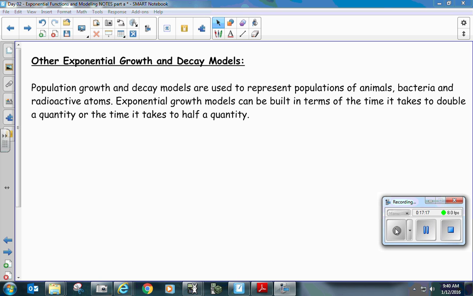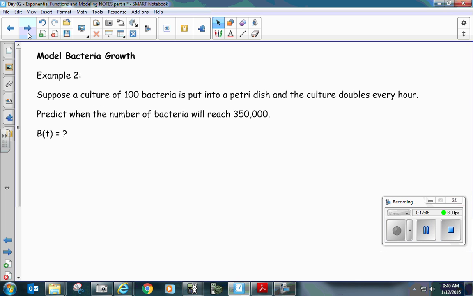Other exponential growth and decay models. Population growth and decay models are used to represent populations of animals, bacteria, radioactive atoms. Exponential growth models can be built in terms of the time it takes to double the quantity or the time it takes to halve the quantity, like in science in terms of half-life. Radioactivity, yeah, there you go. Okay. Bacteria growth. And again, we can use our calculator to solve this, okay?